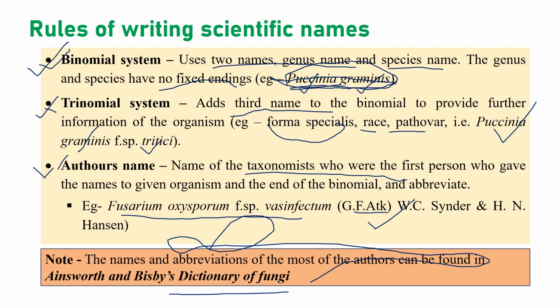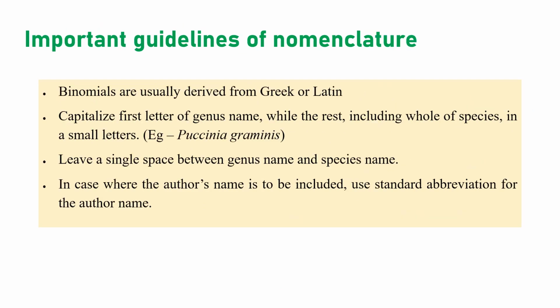In trinomial nomenclature, one more name, like form of species or races, provides extra information about the organism as well. That is trinomial nomenclature. So now we will see the important guidelines for nomenclature. What are all the guidelines that must be followed?